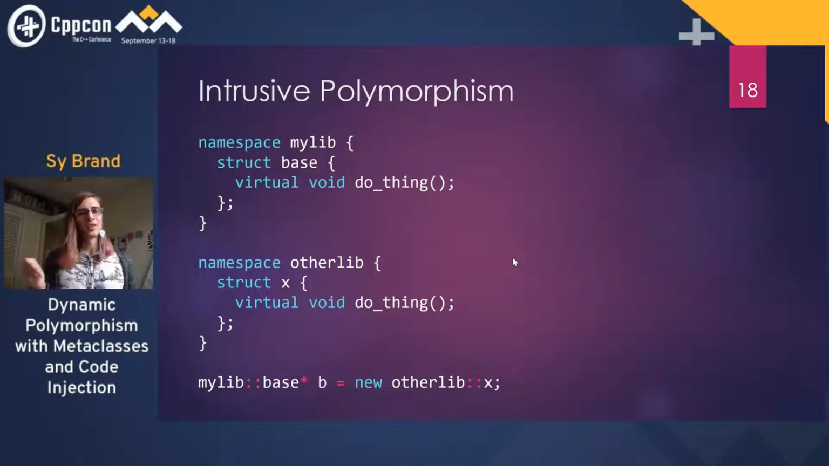Maybe we can't change otherlib_x. If we could just decorate it and say, oh, we inherit from base, maybe our problem's solved. But maybe we can't. Maybe we don't own the code, or there's some other constraint which stops us from doing this. So polymorphism with inheritance is intrusive.